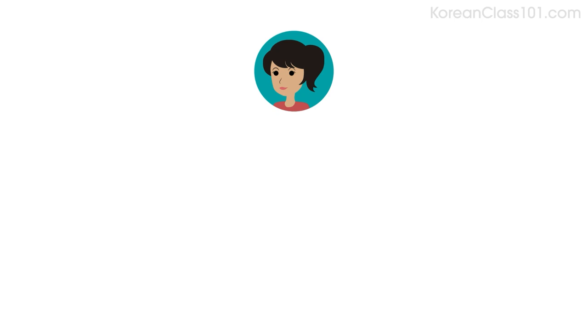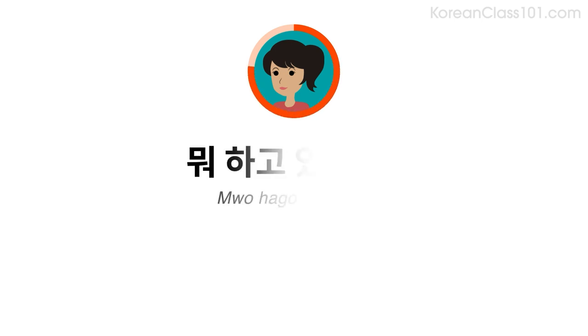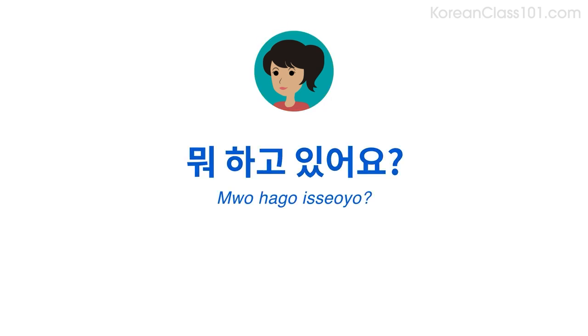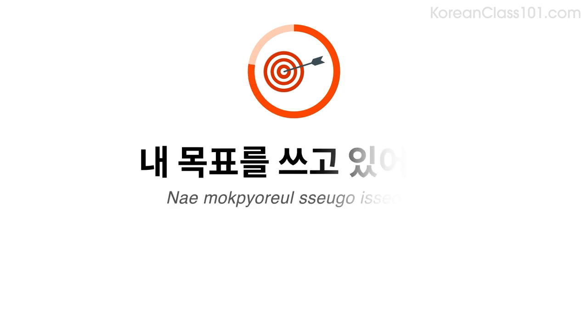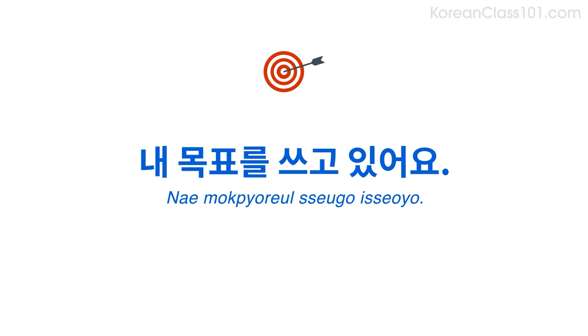Okay, now it's your turn. Do you remember how to say, "What are you doing?" Imagine you're writing your goals. Do you remember how to say, "My goals"? 내 목표. Say, I'm writing my goals. 내 목표를 쓰고 있어요. Now answer the question saying you're writing your goals. 뭐 하고 있어요? 내 목표를 쓰고 있어요.